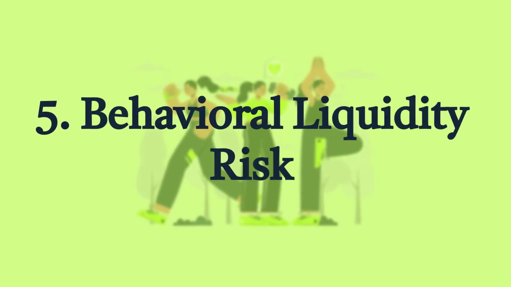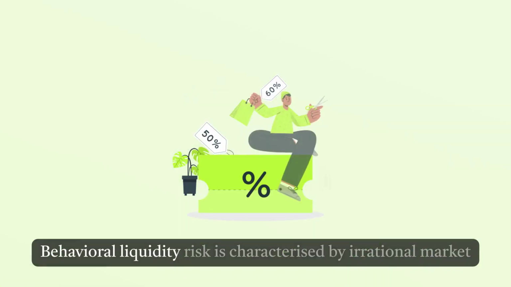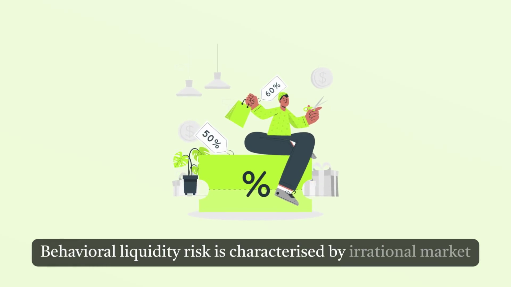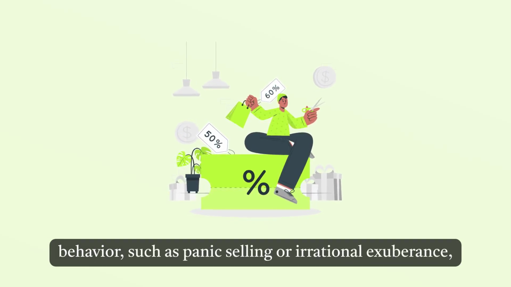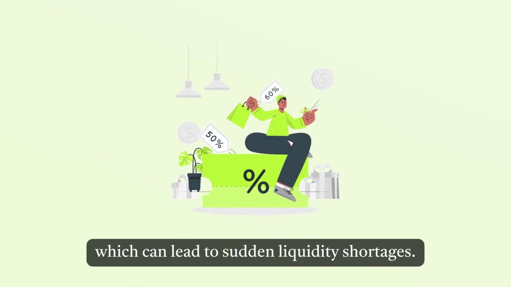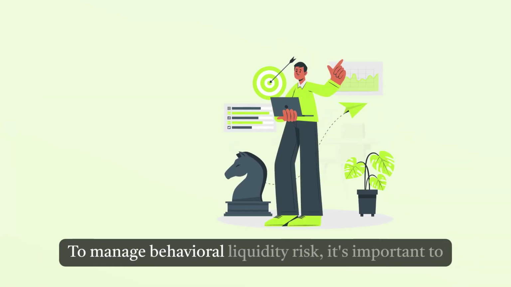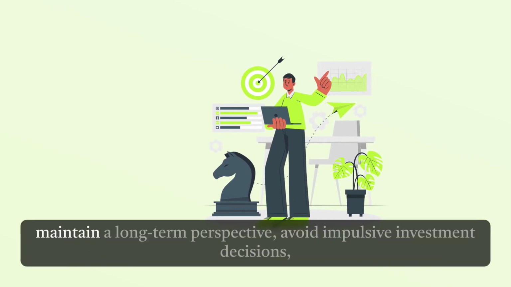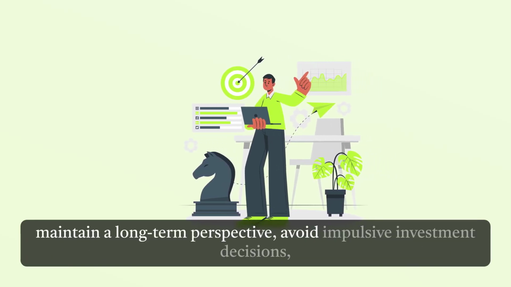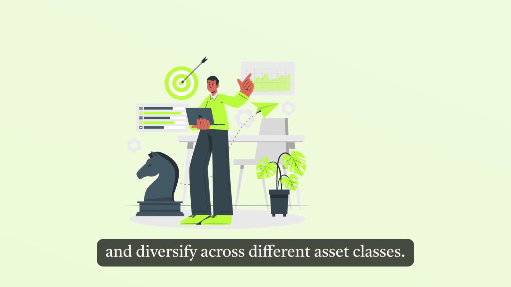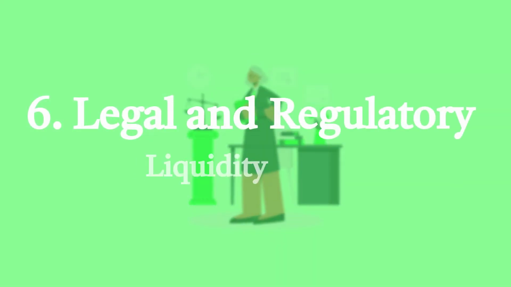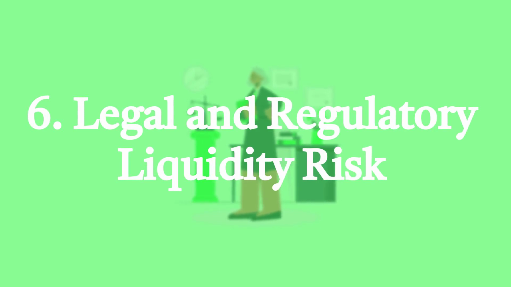5. Behavioral liquidity risk. Behavioral liquidity risk is characterized by irrational market behavior, such as panic selling or irrational exuberance, which can lead to sudden liquidity shortages. To manage behavioral liquidity risk, it's important to maintain a long-term perspective, avoid impulsive investment decisions, and diversify across different asset classes.